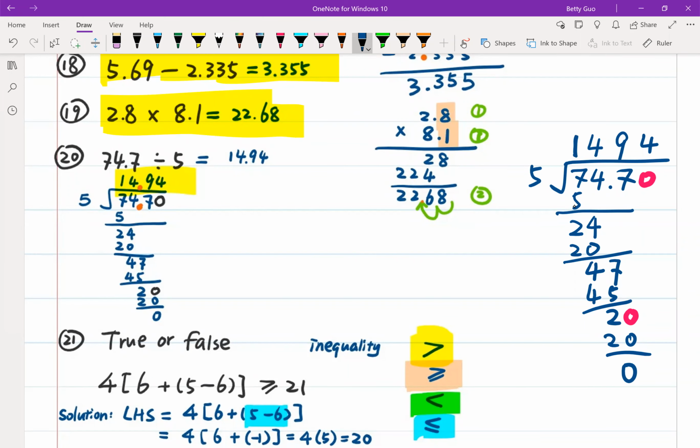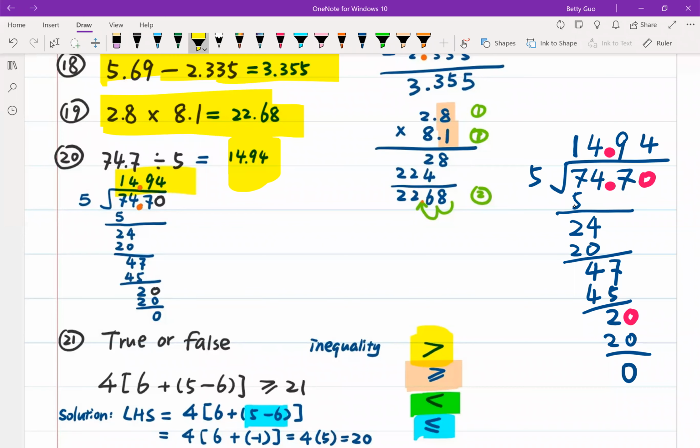The quotient, the number above the long division symbol, you see 1494. The last thing we do is to place the decimal point right above the decimal point in the dividend. So the quotient is 14.94. 14.94 is the quotient.